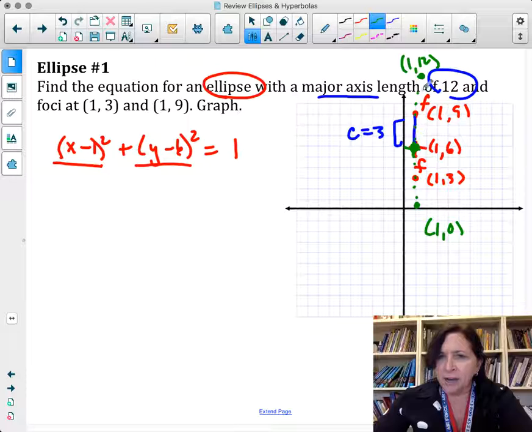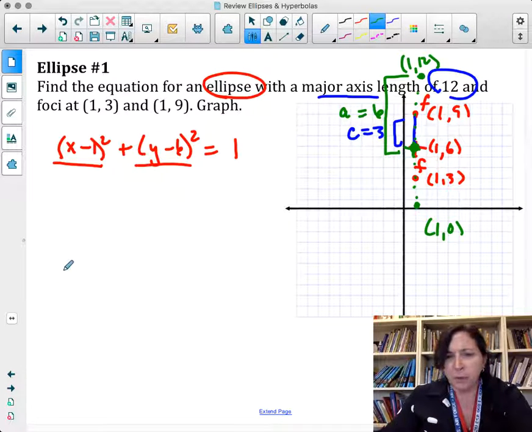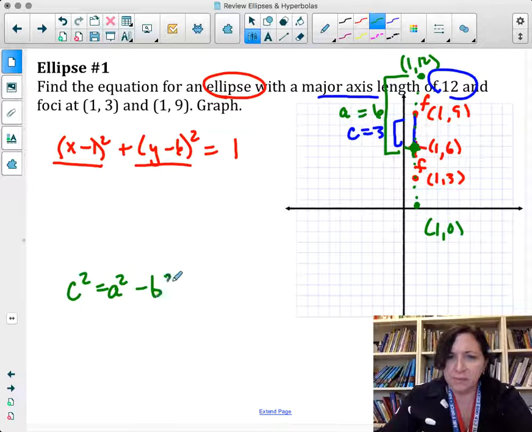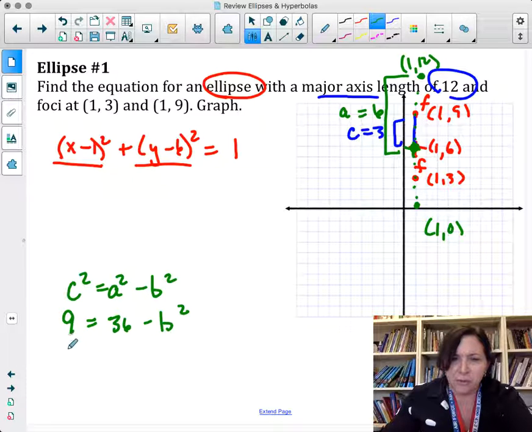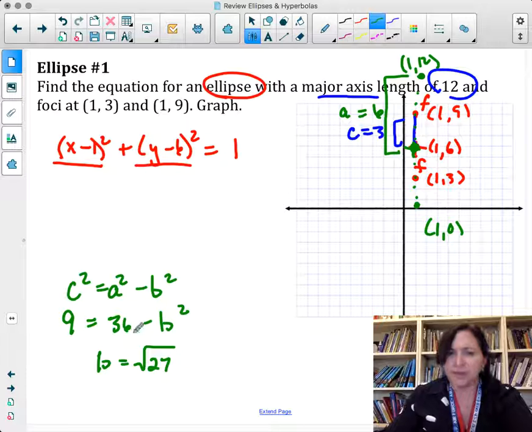So this value here is my a value, and a equals 6. From my focal point formula, c squared is equal to a squared minus b squared. We know c is 3, so 9 equals 6 squared, which is 36, minus b squared. When I subtract 36 from 9, I get negative 27, divided by negative 1. So b squared is equal to 27.